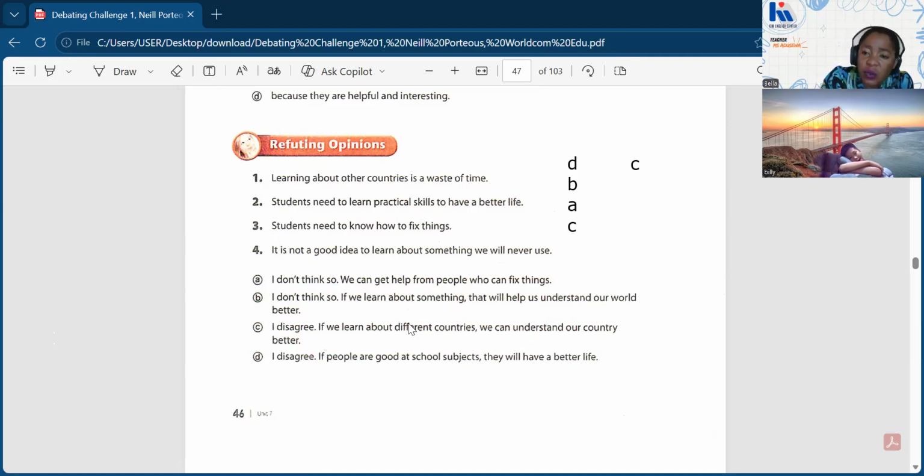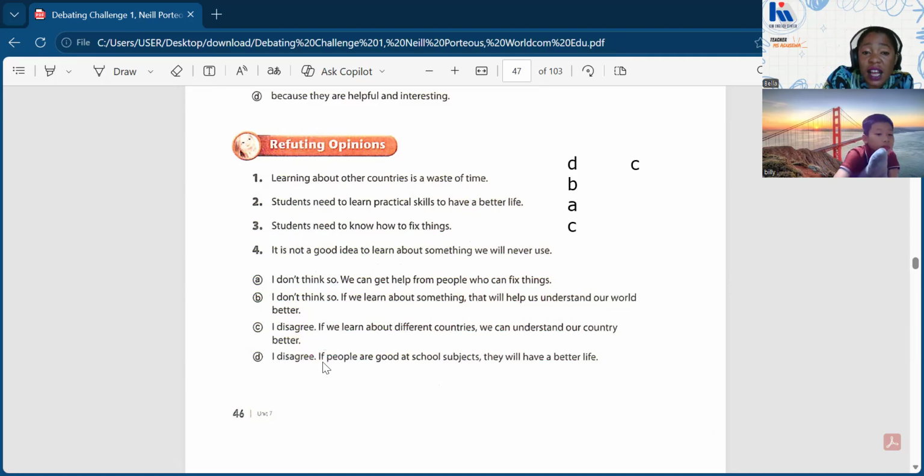Okay, this is not correct. Remember, you're supposed to look for something that refutes. This is talking about practical skills. So since you're refuting, you're disagreeing. Billy, are you with me? Since you're disagreeing, you have to look for something that is opposite to practical skills.